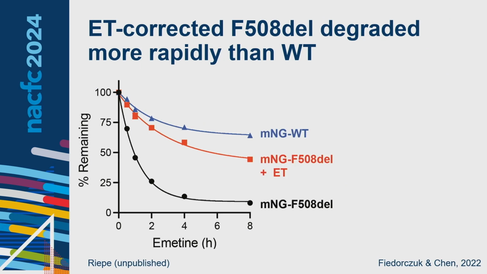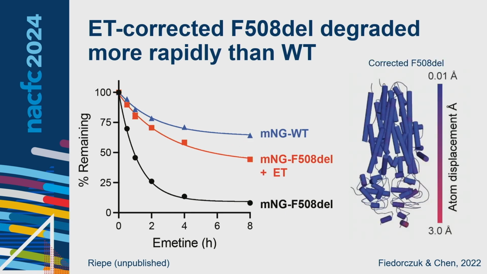So when we look at the degradation kinetics of F508del, we can see that ET has this amazing effect on the stability of CFTR. However, this doesn't actually bring it up to wild type levels of stability, which is fascinating because when we look at the structural data of F508del with correctors, and this is coming from the cryo-EM paper with ETI, what we can see is that most of the atoms in the corrected form have the same position as wild type, except for a handful here in this NBD1 domain.